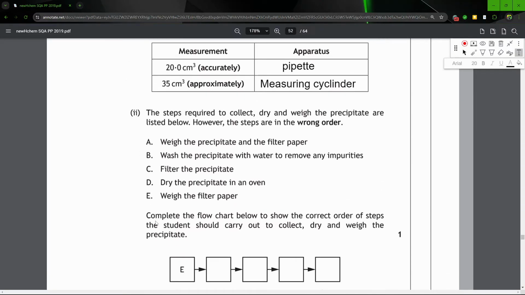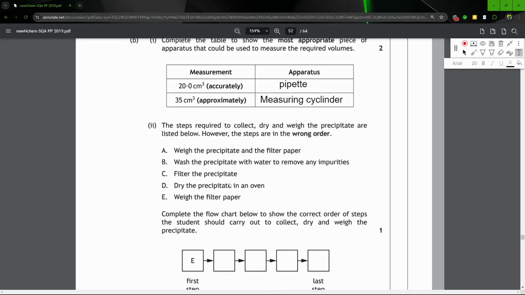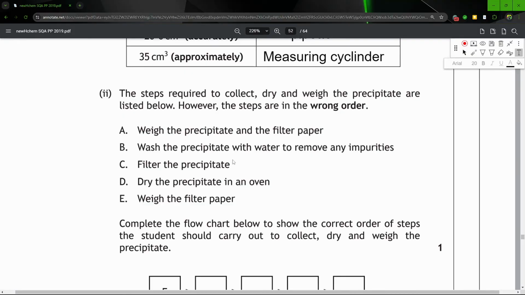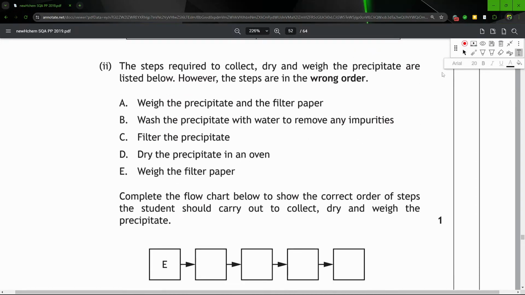The steps required to collect, dry, and weigh the precipitate are listed below. However, the steps are in the wrong order. This is horrific. So we need to complete the flow chart to show the correct order of steps that the student should carry out to collect the dried precipitate. So we've already started out with E. Then we've weighed the filter paper. That's good. Oh yeah, okay, I get what it is. It took me a wee while to process what on earth this question was all about.